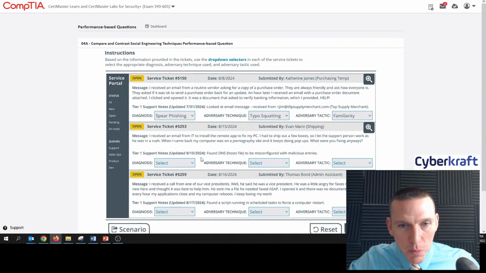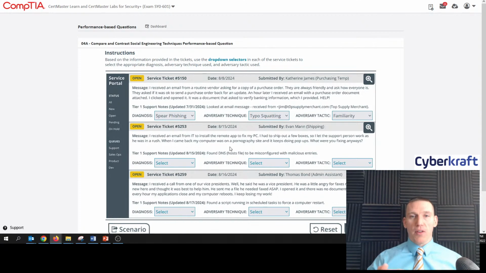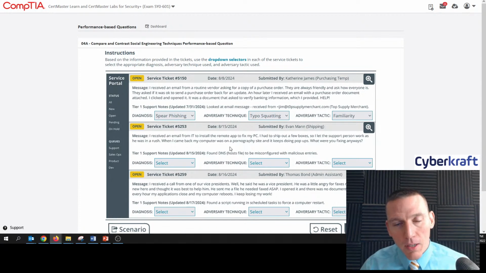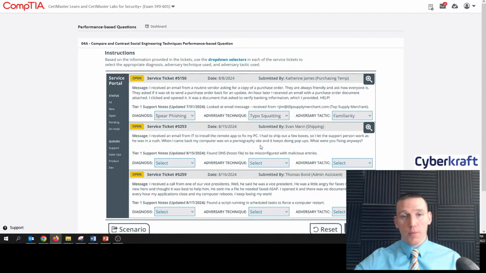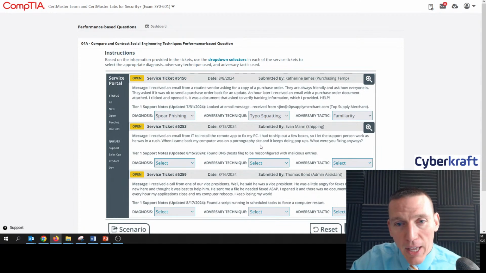Okay, so he says to install the remote app. And let's see the tier 1 support notes. Found DNS or host file to be misconfigured with malicious entries. Okay, so that's the host file. That's the file that resolves URLs with domain names. So this is a type of DNS attack. That tells us right there, the tier 1 support. And the fact that it's going to different websites that it's not supposed to is another indicator of that.